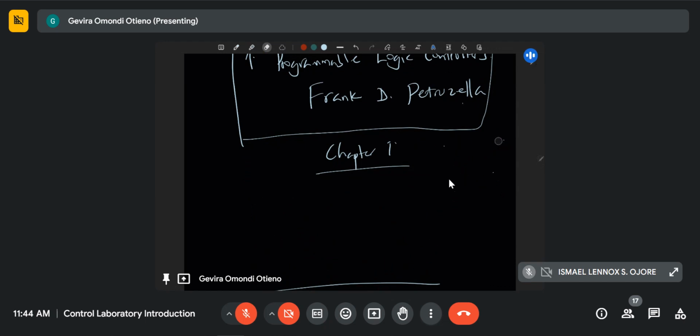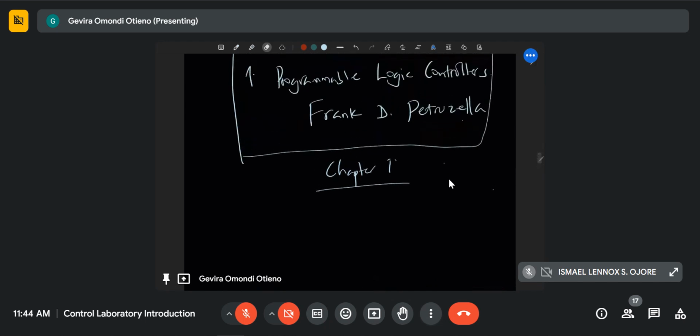Because remember, traffic light control is about timing, okay? So you can read chapter 1, where you get your introduction. Then you read chapter 4, very self-explanatory, where you're going to get all the illustrations on the types of timers that we have: the on delay timer, the off delay timer, and the retentive timer. We see why you'll need a retentive timer.